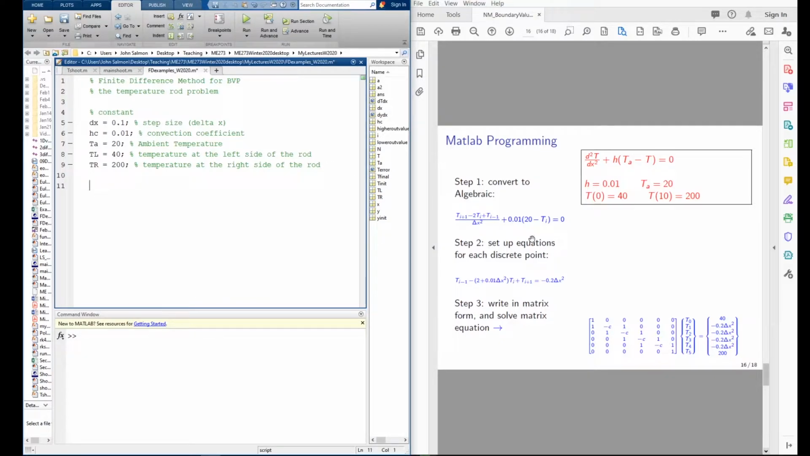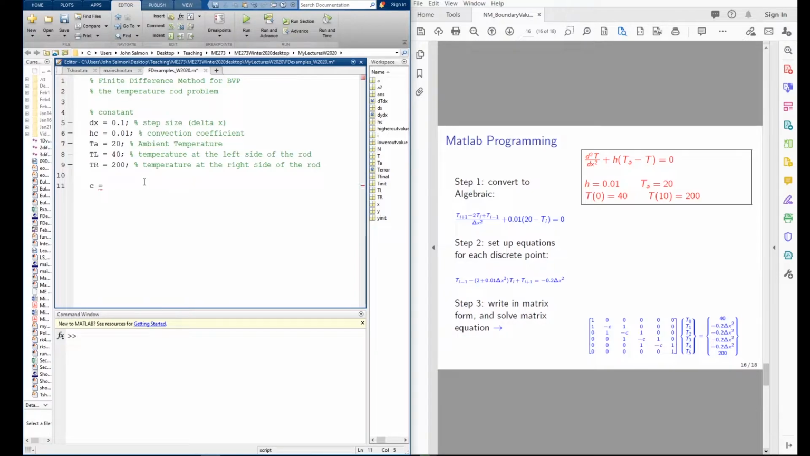All right, well, if you recall then, we need to convert this second order ordinary differential equation into, well, an algebraic expression right here, and then we had to set up the equation for all these different discrete points. Okay, so we need to have some variables, especially for this one, and I called it C. So I'm going to come in here and define C.